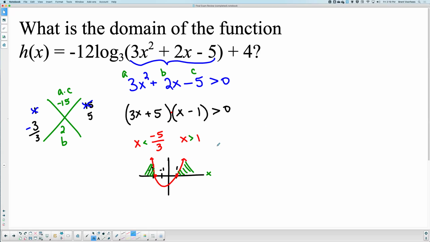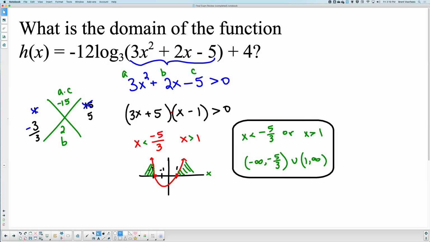And so you could write it as an or statement. x is less than negative 5/3, or x is greater than 1. You could write it as inequalities. I could also write it as interval notation. It goes from negative infinity to negative 5/3, and since we have to be greater than 0, it's a parenthesis, union, x starting at 1, but not including 1, to infinity. You could write your answers in either form there. Okay, so that's how we do domain, especially with a quadratic expression inside the logarithm.